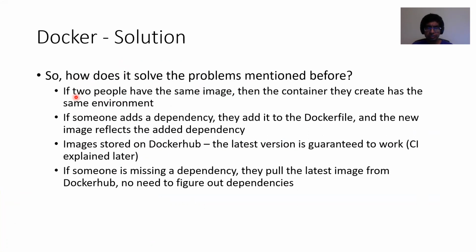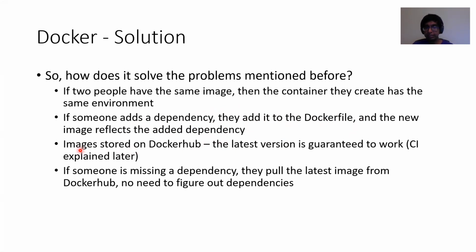Okay, so before I get into the actual Dockerfiles, how does it solve the problems that I mentioned before? As I just stated, if 2 people have the same image, the container that they create will have the same environment. That's the entire point of the image. And so if someone adds a dependency, they can add it to the Dockerfile. The new image that's generated from this Dockerfile will contain the added dependency. It reflects that you've added the dependency.